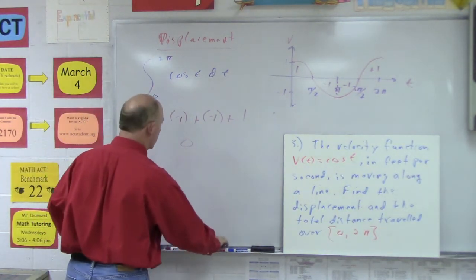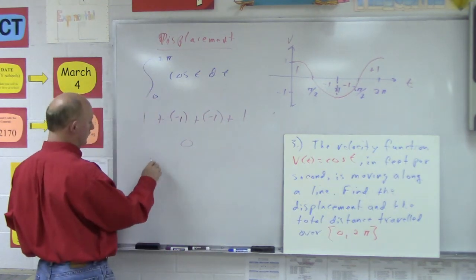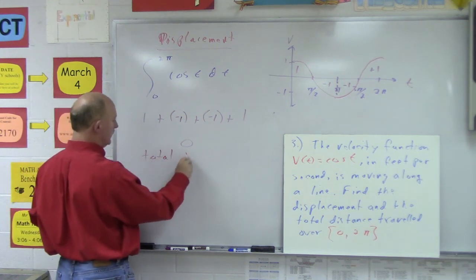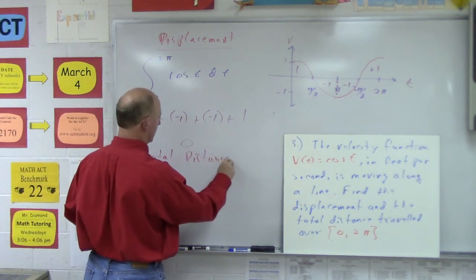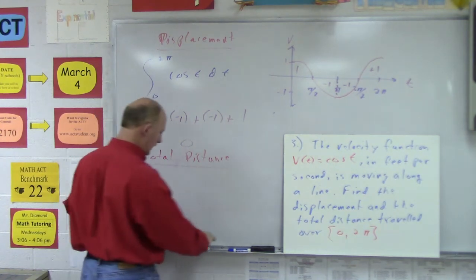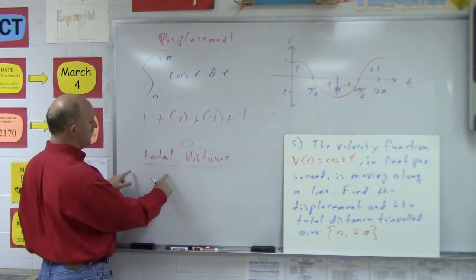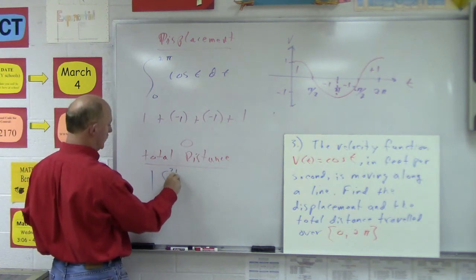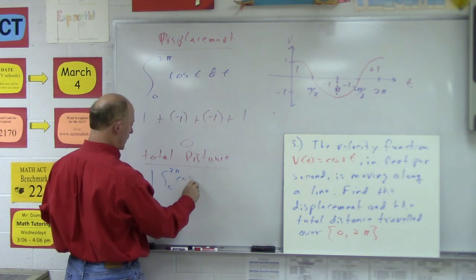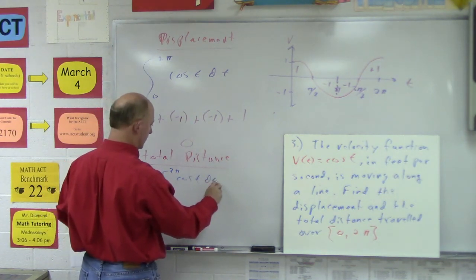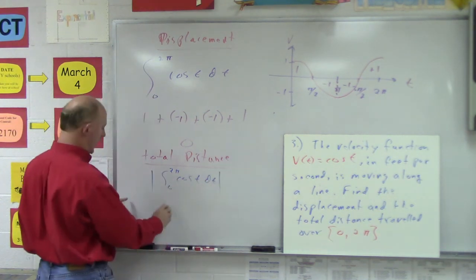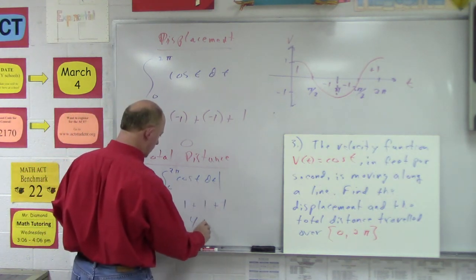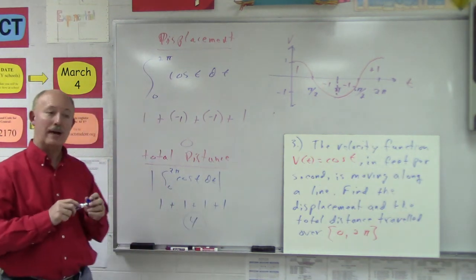Next, let's see what we get for the total distance. So we did the displacement. What about the total distance? The displacement was 0. Now the total distance traveled, once again, would be the absolute value of the integral from 0 to 2 pi of cosine t dt. That's the absolute value, so this would be 1 plus 1 plus 1 plus 1, or 4. So the total distance traveled would be 4.